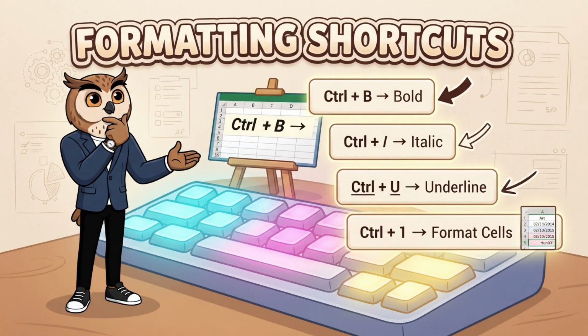Learning a few keyboard shortcuts can speed up your work every day. Press Ctrl+B to make text bold, Ctrl+I for italic, Ctrl+U for underline, and Ctrl+1 to open the Format Cells dialog box. These shortcuts are used frequently by Excel professionals and can significantly improve your workflow.